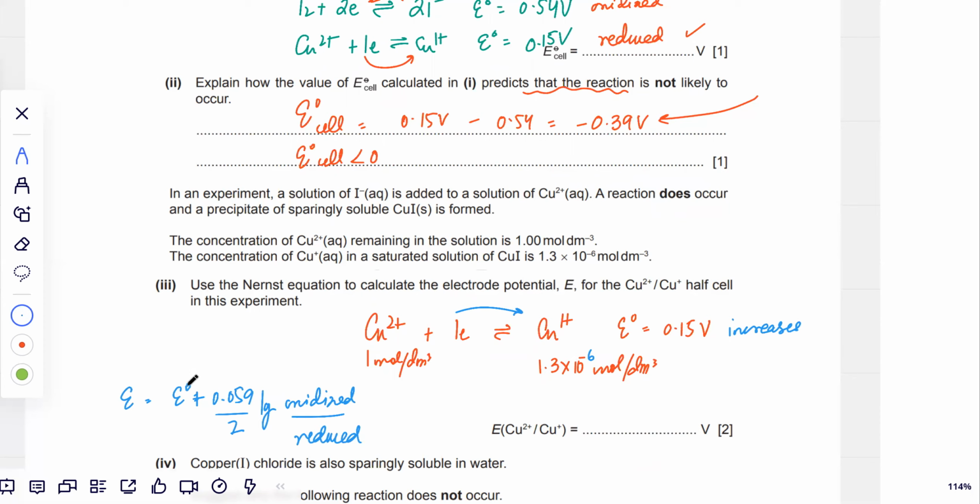The old potential is 0.15 volts. So I'm going to use 0.15 volts plus 0.059, and that should be divided by 1. That's the number of electrons, Z. Log of oxidized species, which has a concentration of 1, divided by reduced species, the one on the right side. So that's 1.3 times 10 power minus 6. Can anyone solve this and tell me what the new potential is?